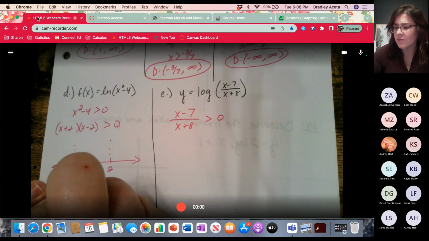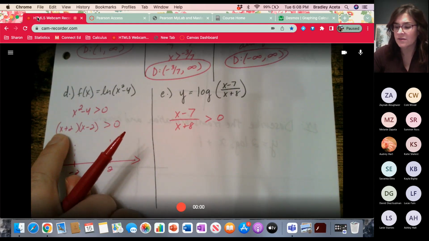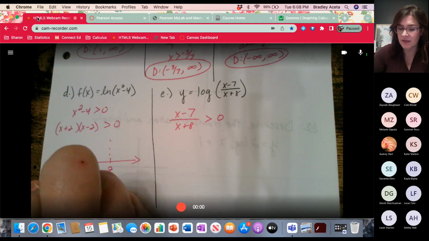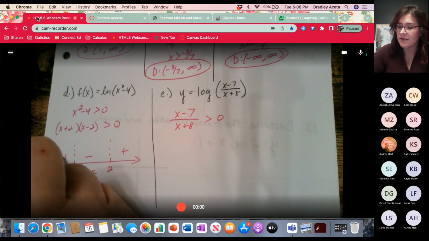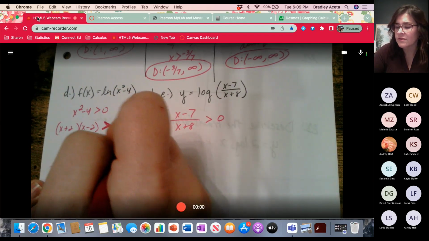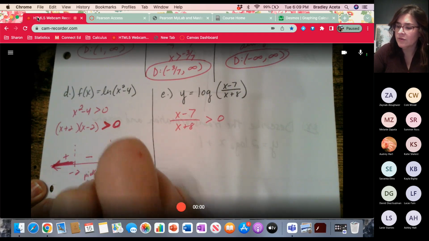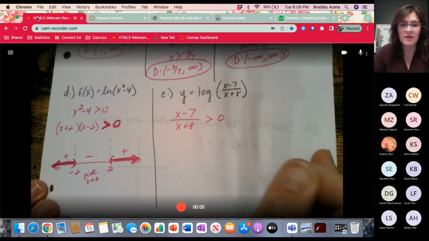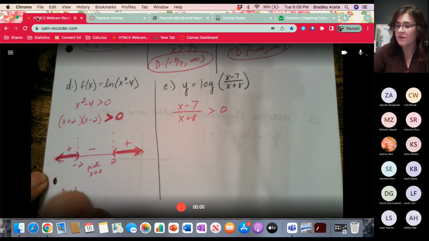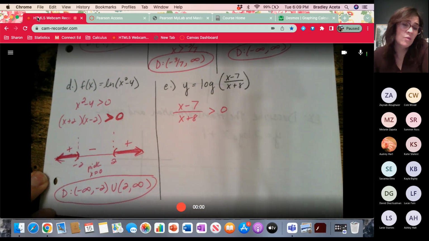But I'm going to pick something in the middle. I'm going to pick 0. So if I pick 0 for x, that would be positive times a negative, which is negative, which means that this side and this side have to be positive. But then answer the question, which one is greater than 0? And that would be from here and here. You can't equal 2 or -2 because that would make it 0. We're not allowed to be that. So my domain would be from -infinity to -2, united with 2 to infinity. So that's one way of doing it.